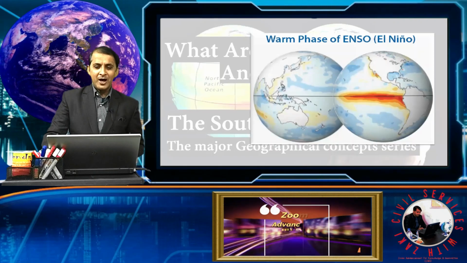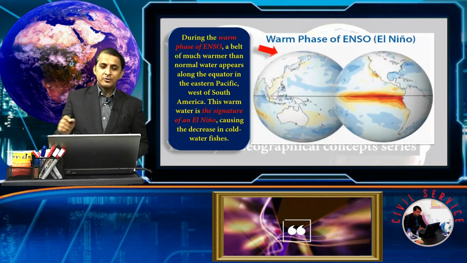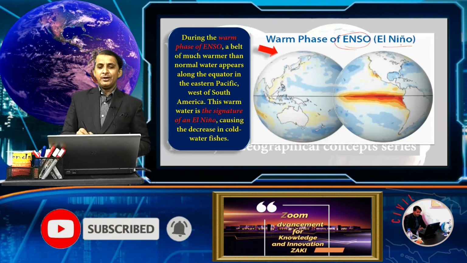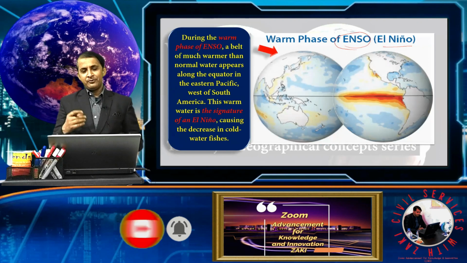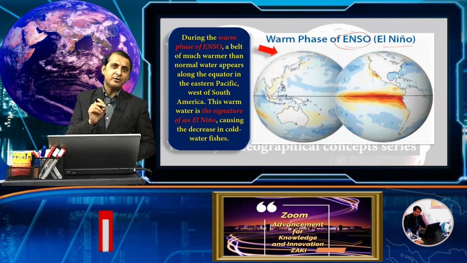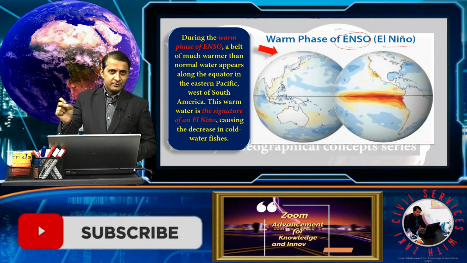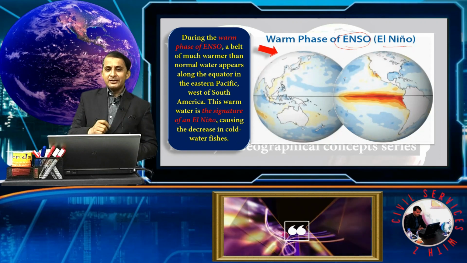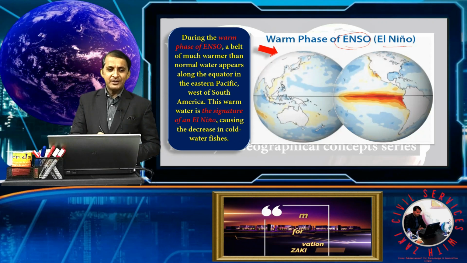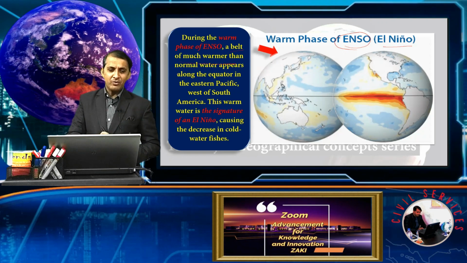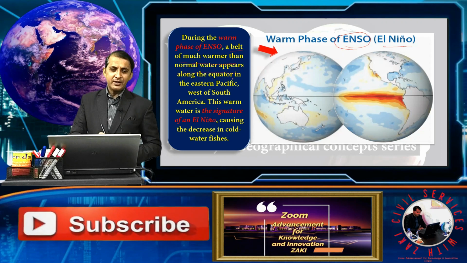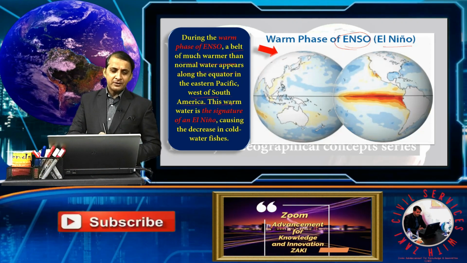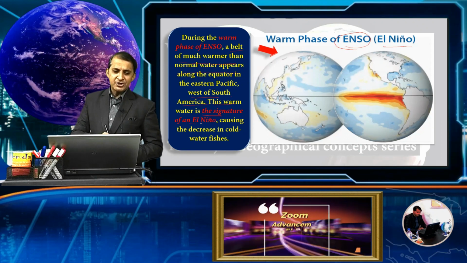Another is called the warm phase, El Nino. Basically, the warm phase of ENSO is called El Nino. If you find a warm phase of ENSO, it means El Nino. The cold phase of ENSO means La Nina. During the warm phase of ENSO, a belt of much warmer than normal water appears along the equator of the eastern Pacific and west of South America. This warm water is the signature of El Nino.